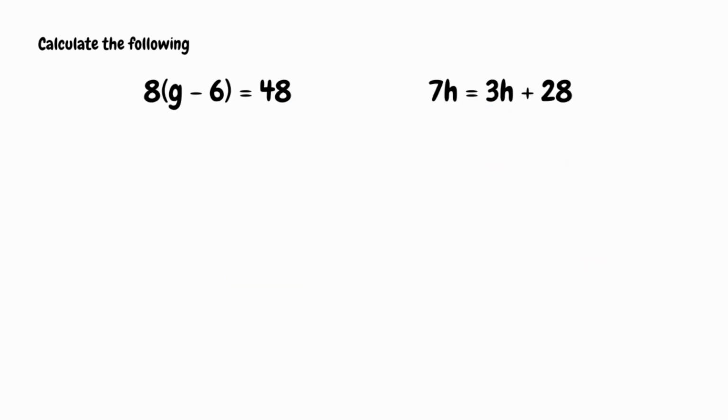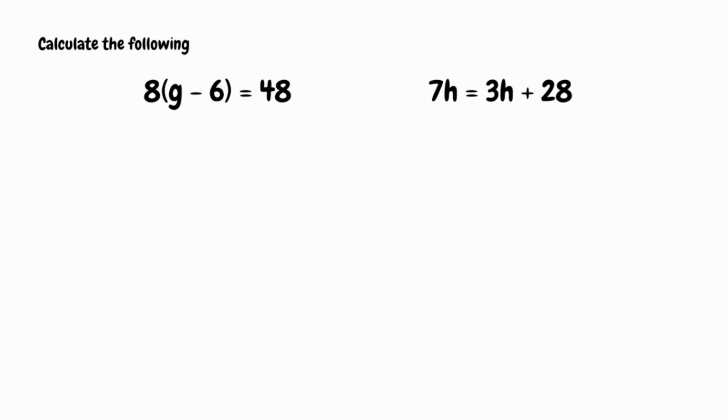Okay, and for these last two examples, to begin with, we've got 8 multiplied by, and then in brackets, g minus 6. So let's have a look at the left-hand side again. Again, we can visualize this as a function machine. What order would we do the operations? Well, we'd start with the brackets.